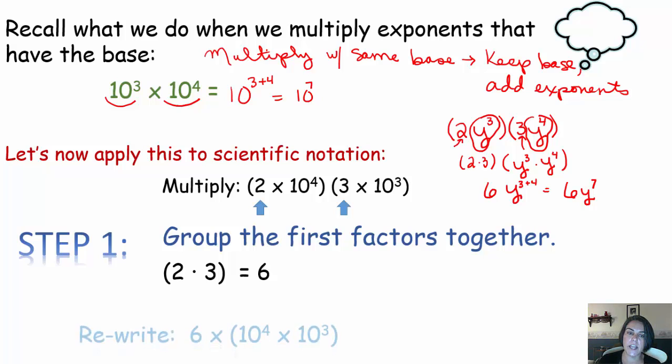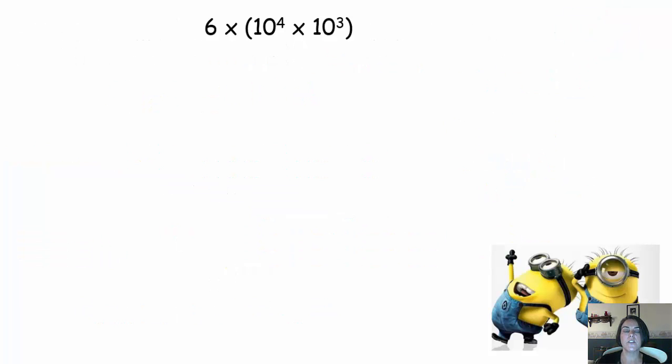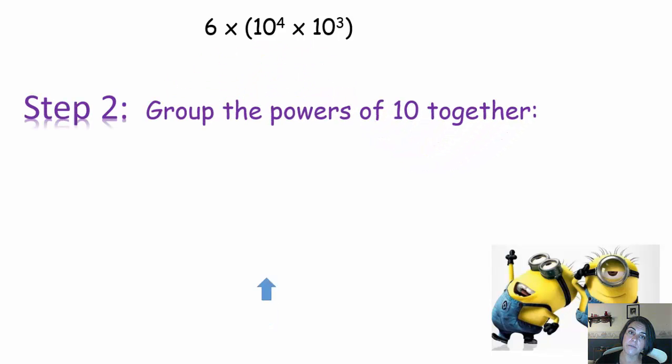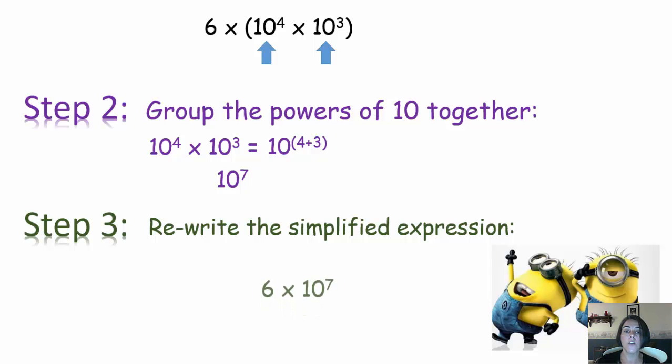Once we group the 2 and 3 together, now we're going to need to group the factors that involve a base of 10 together. So we have 2 times 3 is 6, and then we're going to regroup and do 10 to the fourth times 10 to the third. So in our second step, group the powers of 10 together. 10 to the fourth times 10 to the third, what does that become? Keep in mind they have the same base. We simply keep the base and add the exponent. So that becomes 10 to the seventh. What's our last step? To go ahead and rewrite this as a simplified expression. Our first factor is now our 6. Our second factor in our scientific notation is now 10 to the 7th power.